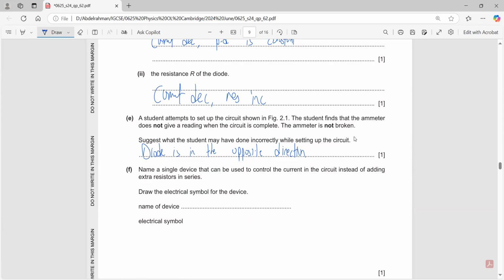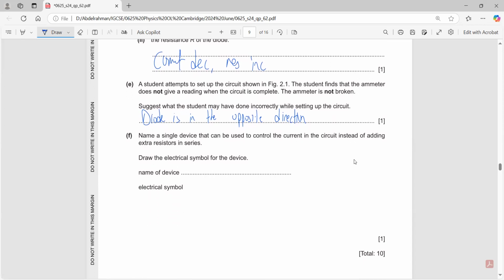Name a single device that can be used to control the current. What is the device that can be used to control the current? A variable resistor. Can I draw a variable resistor? Yes, with an arrow in the middle.